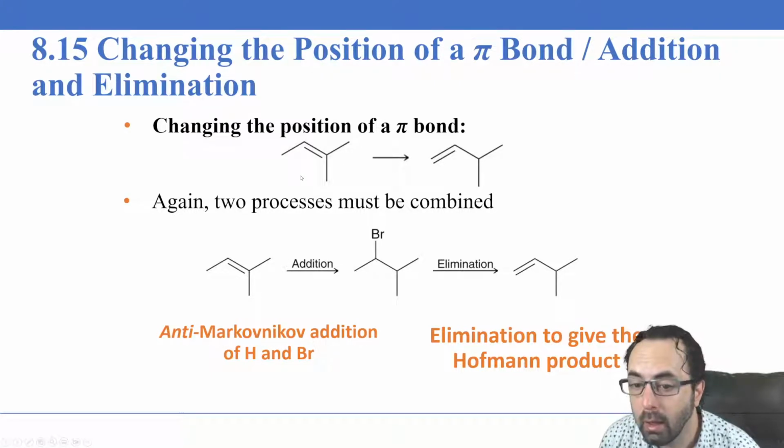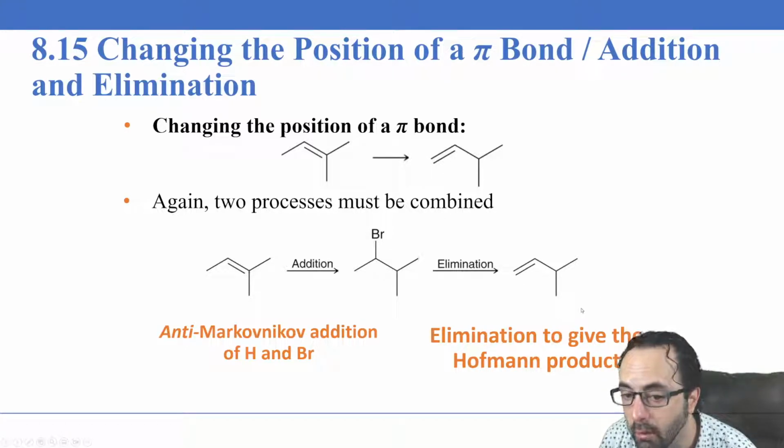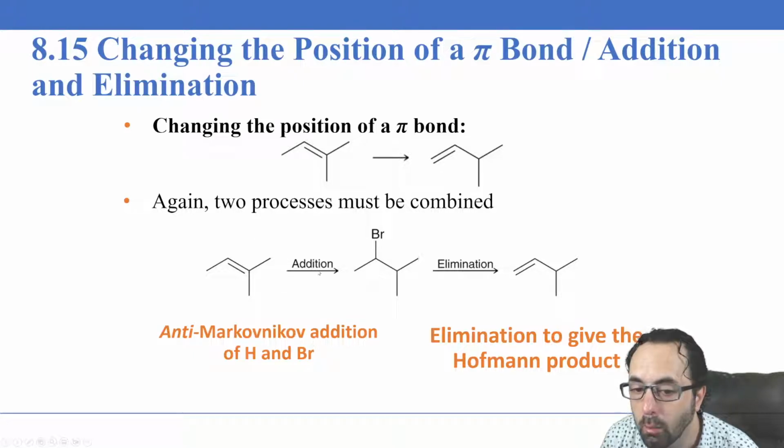Another move that you might see regularly is changing the position of a pi bond. So if we start with a molecule with a pi bond here and we want a pi bond over here instead, this is kind of the opposite of what we saw before. Here what we want to do is an addition to get rid of the pi bond, and then an elimination to reform the pi bond, but in another spot. So here, notice that when we do this addition, we need to make sure that it's anti-Markovnikov, because if we do a Markovnikov addition with HBr, that's going to put the Br in the more substituted position.